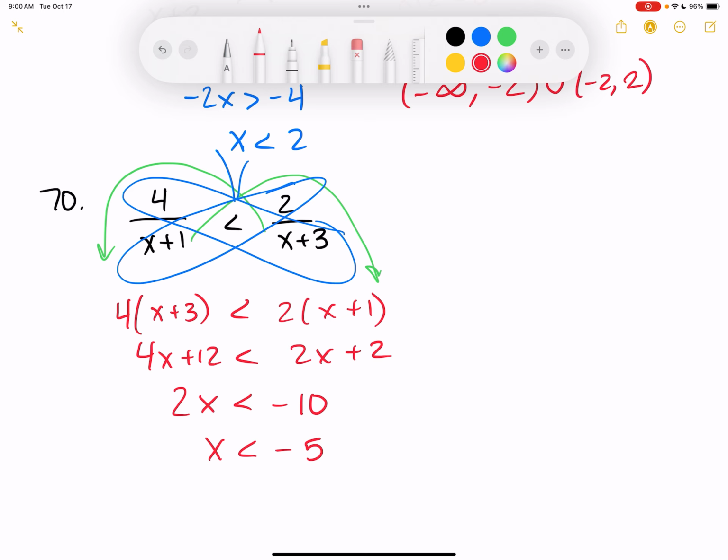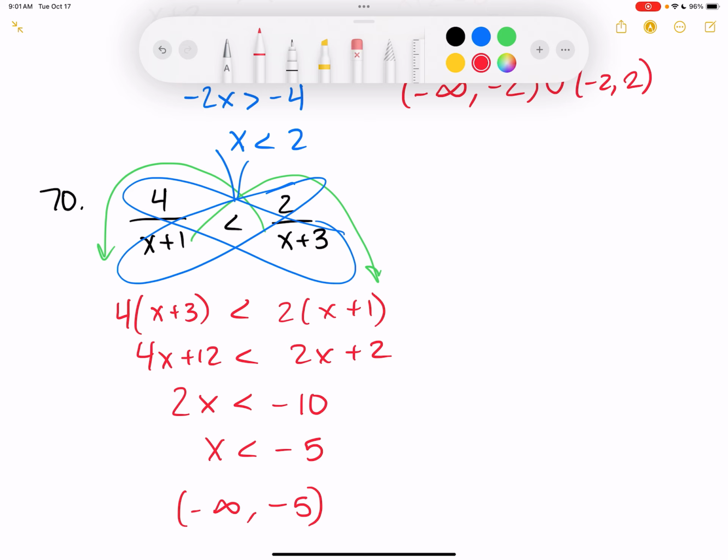We have to rule out the 0 again. We really should. Now, this is the way that they typically will write this answer. You're typically going to see the answer as negative infinity to negative 5. But we should be concerned about the stuff that makes it 0, which would be what? Negative 1 and negative 3.